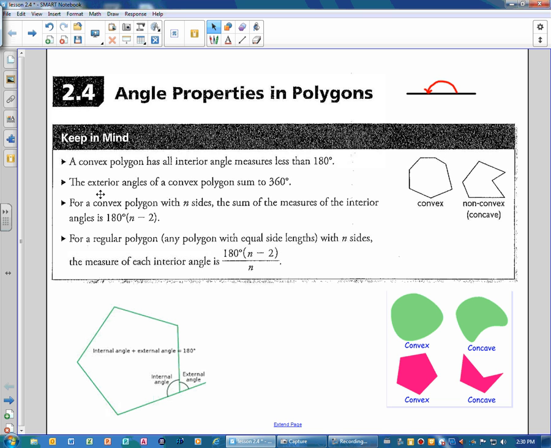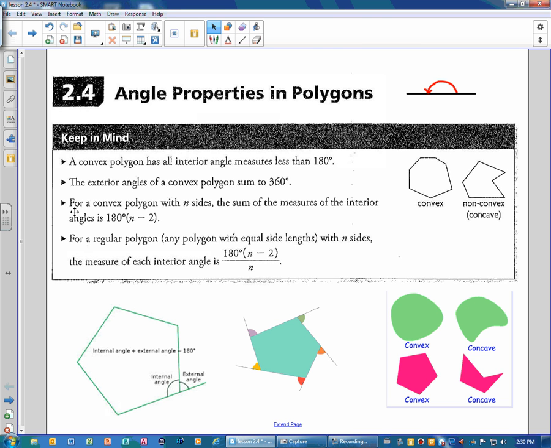So it says that the exterior angles of a convex polygon add to 360. So if you extended this picture and had the line creating all of these external angles, you could say that these 5 external angles would add to 360 degrees. And so that's a property that you might be able to use.